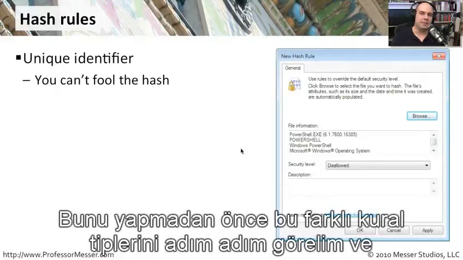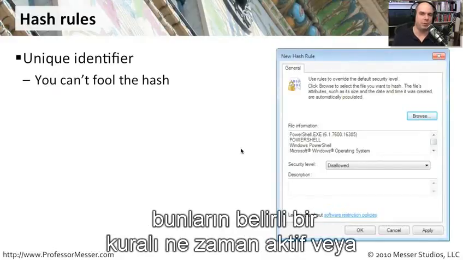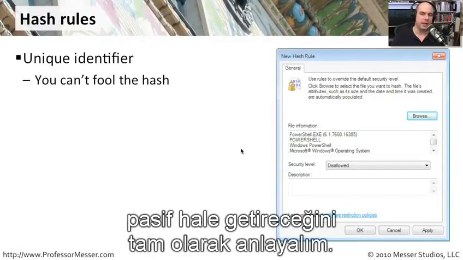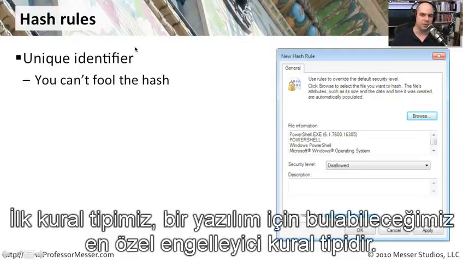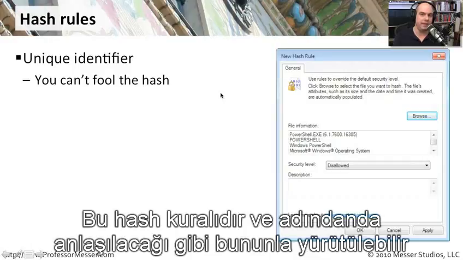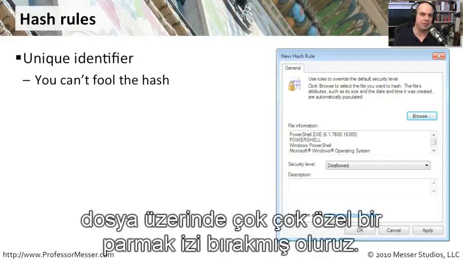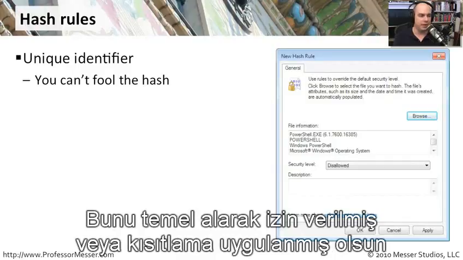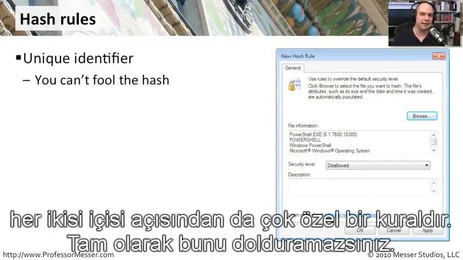Before we do that, let's step through these different rule types and really understand what they affect whenever we enable or disable a certain rule. Our first rule type, and the most specific rule type we can find as a software restriction rule, are these hash rules. As the name implies, what we're doing is getting a very, very specific fingerprint of a particular executable file, and we're either allowing or disallowing it based on that. So it's a very specific rule. You really can't fool it.